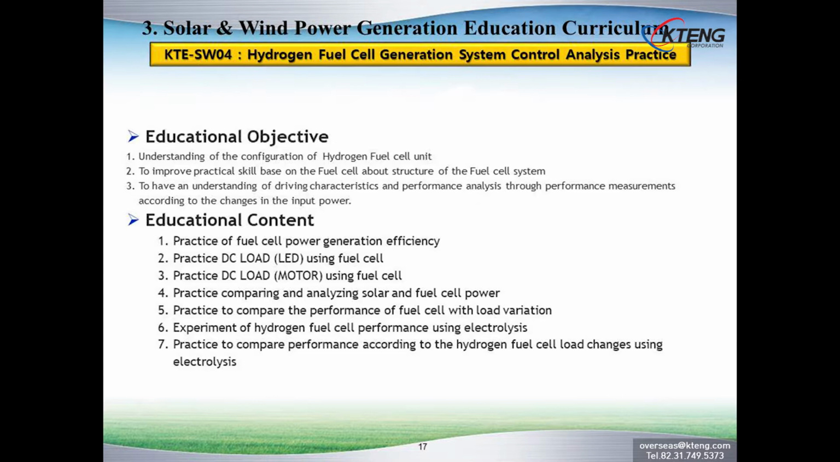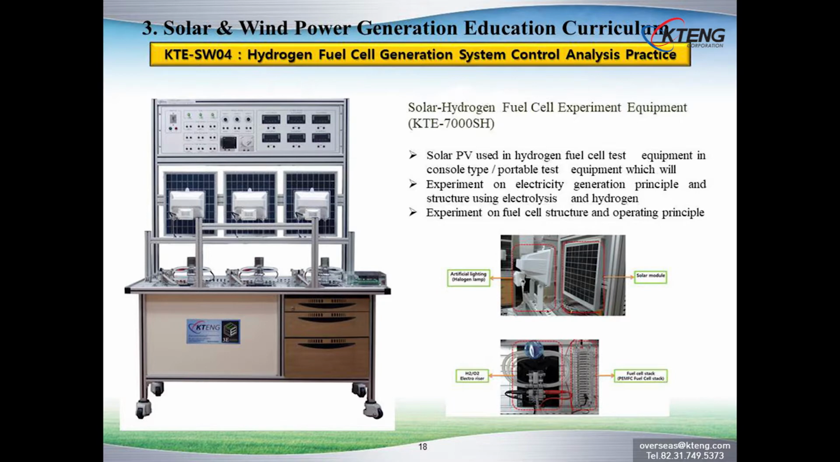This is a detailed description of the hydrogen fuel cell generation system. In this subject, the purpose of education is understanding the principle of the hydrogen fuel cell generation system and control methods. Using the Solar Hydrogen Fuel Cell Experimental Equipment, KTE 7000SH, trainees are able to learn about the operating principle of fuel cell structure. The electricity needed to operate the fuel cell is derived from solar power generation. So, this equipment is an eco-friendly system that can teach both solar power generation and fuel cell generation principles.